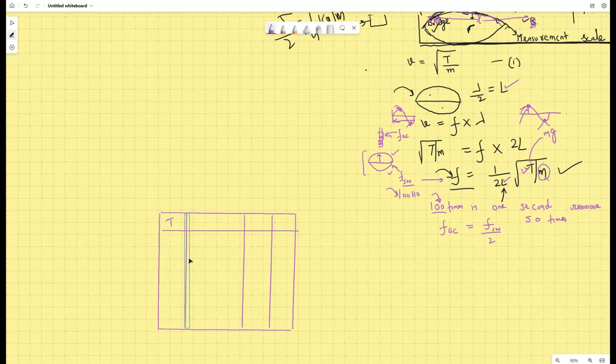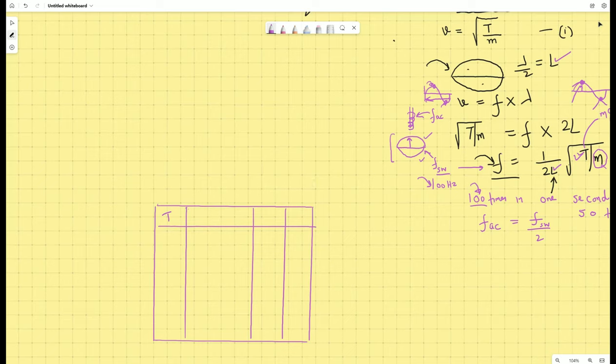But I will start with one weight so that you can understand the experiment. So we have put one weight, maybe of some value, and we know the tension is now M1G. Let's say we use the mass M1. Now what do you do? Start adjusting the distance between the bridges.